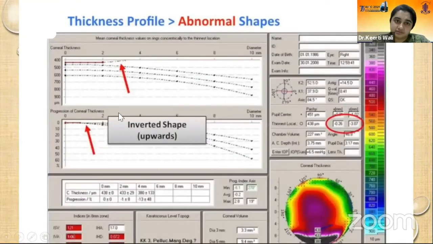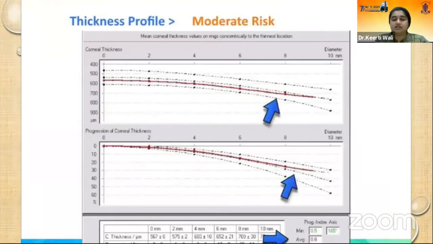This is another abnormal shape which is showing an inverted shape. This is inverted upwards, and the average is in minus. This kind of graph we see in pellucid marginal degeneration. As I told you, an S-shaped curve after the point of 6 mm is a moderate risk. This has to be monitored, and here you can see the average is pretty normal, 0.8.